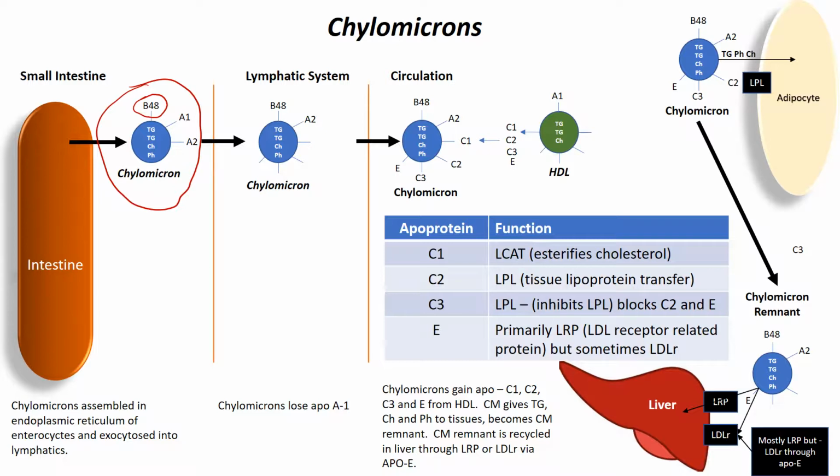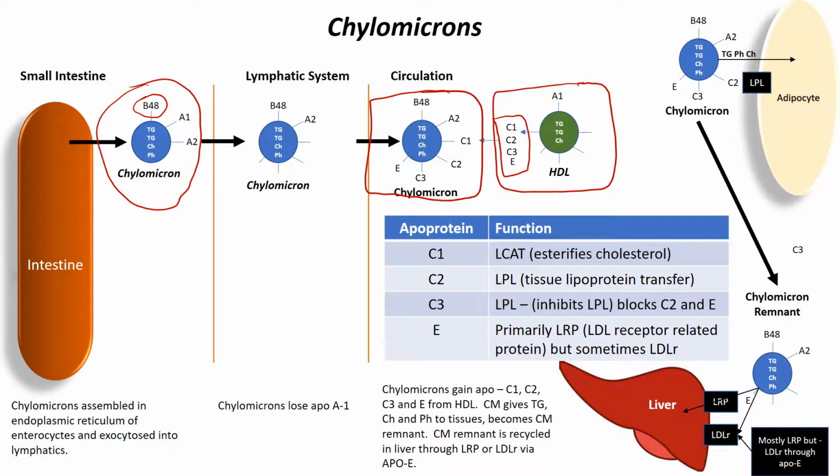Now, when that chylomicron enters the circulation, our HDL particles, and you might recognize HDL as high density lipoprotein, or the so-called good cholesterol, right? There's an HDL particle, and it gives some proteins to the chylomicron. Basically C1, C2, C3, and ApoE. It gives those proteins over to the chylomicron, and now the chylomicron is a mature chylomicron. It has all of those apoproteins associated with it.